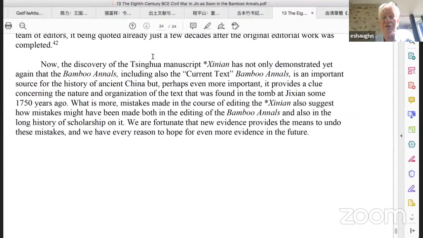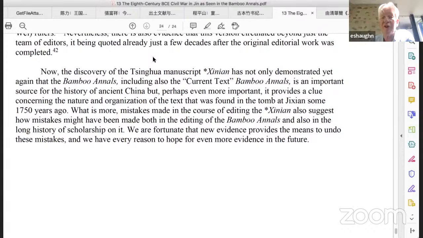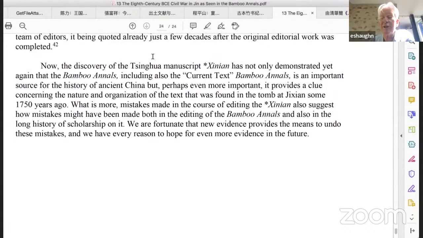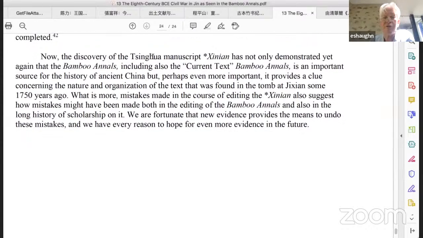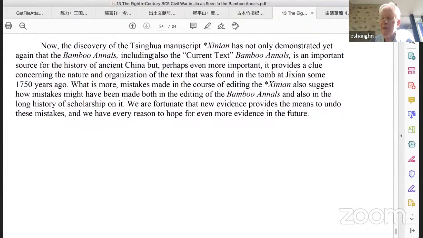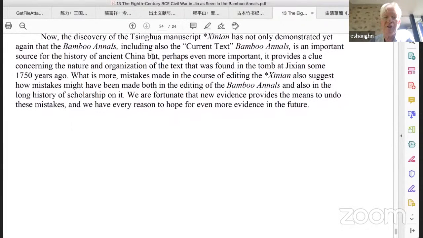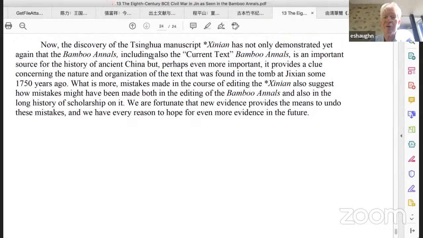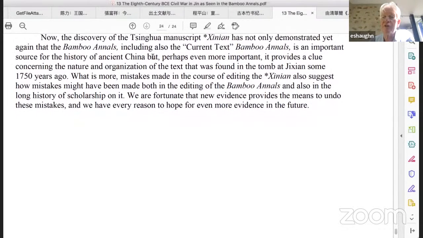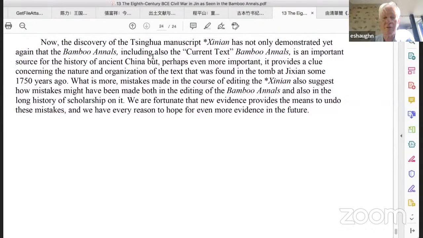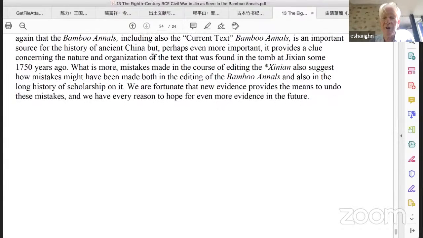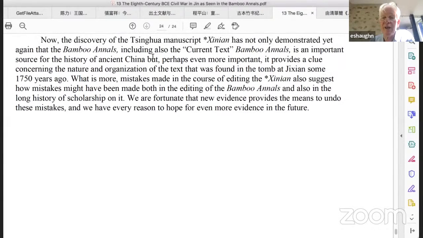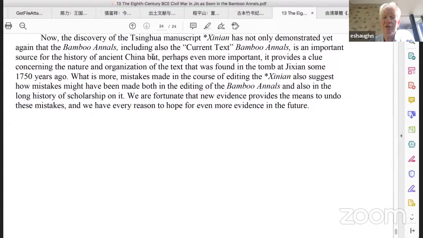Now the discovery of the Tsinghua manuscript Xinian has not only demonstrated yet again that the Zhushu jinian, including very much the Jinban Zhushu jinian, is an important source for the history of ancient China. But perhaps even more important, it provides a clue concerning the nature and organization of the text that was found in the tomb at Jixian some 1750 years ago.